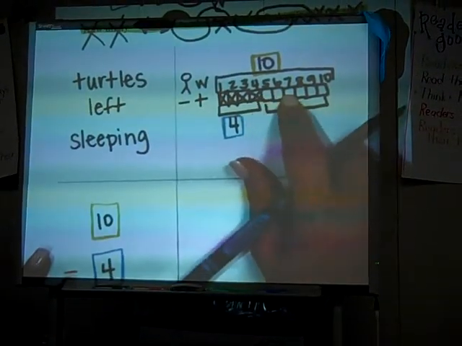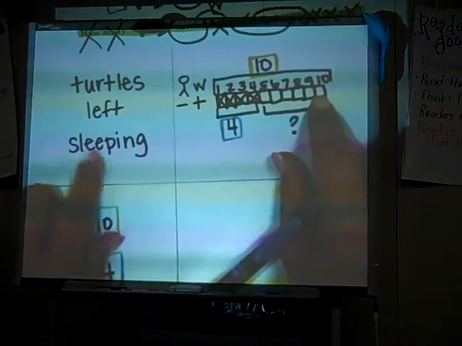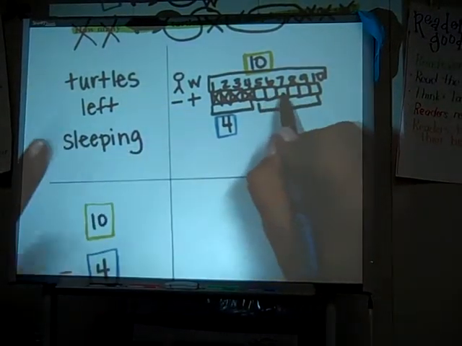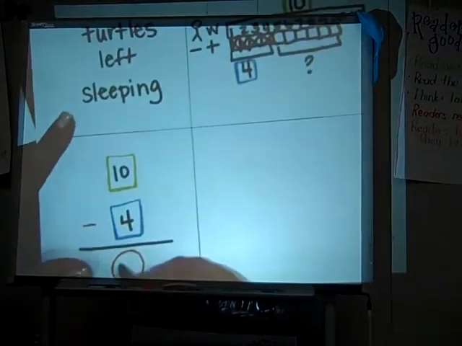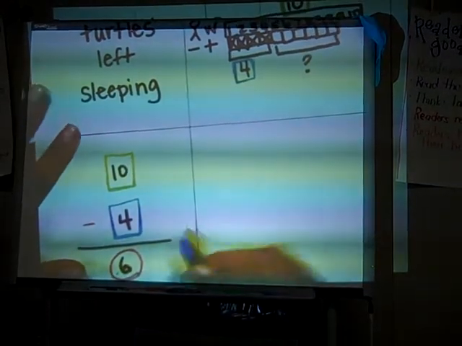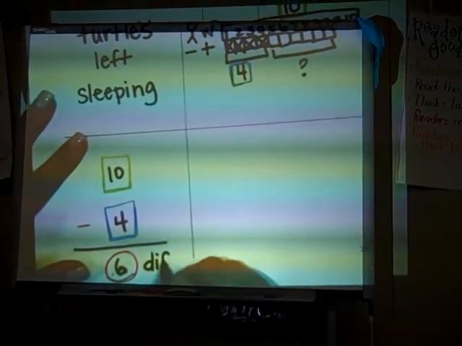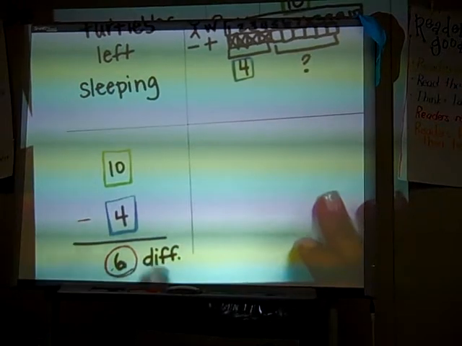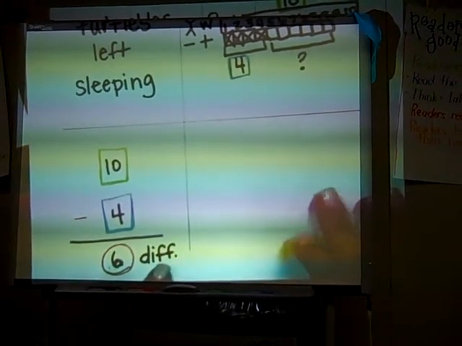And how many boxes are left? How many turtles were left sleeping? 1, 2, 3, 4, 5, 6. 6. And this is called the difference. I have them put diff for short.